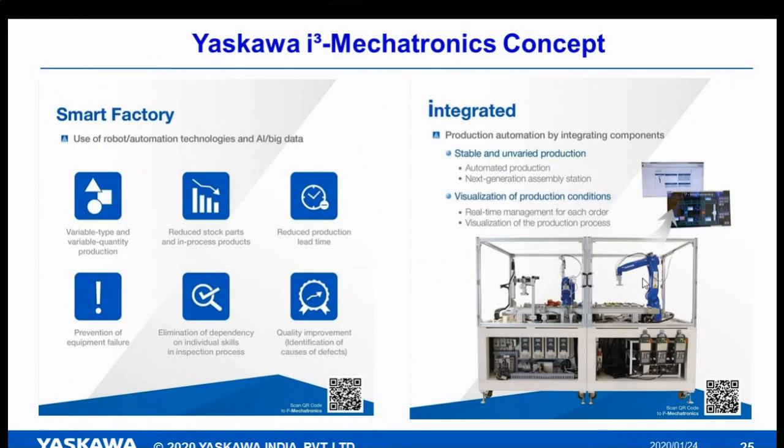So we have developed the AI. Our robot's artificial intelligence can work with the ATC, automatic tool changing. So you can do multiple products. Because of that, you can have better productivity compared to the earlier version after installing this iCube Mechatronic and all. Real-time management for each order we can take. Visualization of the production process completely.